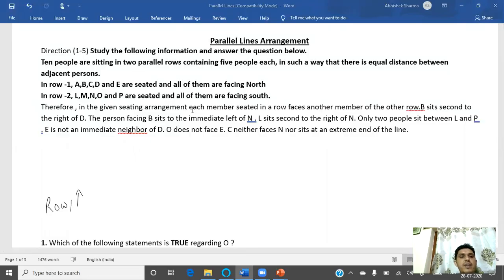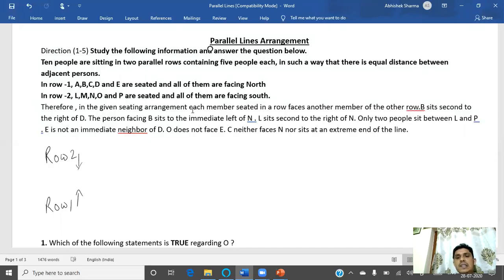Thereafter, let us draw a row 2. L, M, O, P and N are seated and all of them are facing south. That means row 2 must be here and all of them are facing towards south. Therefore, in the given sitting arrangement, each member seated in a row faces another member of another row.